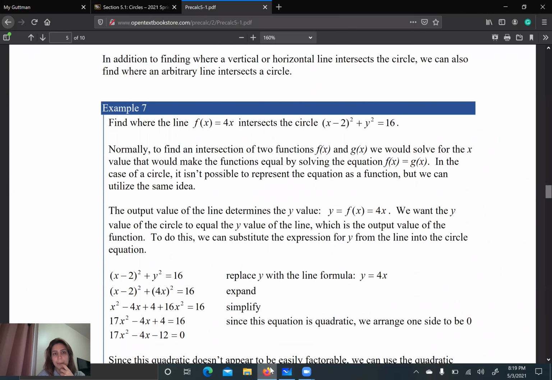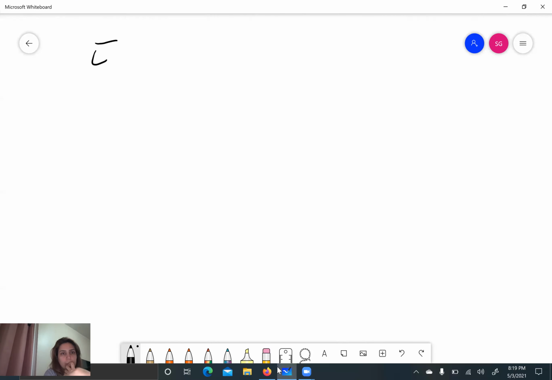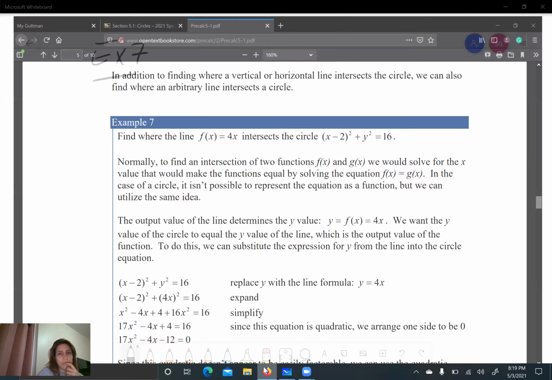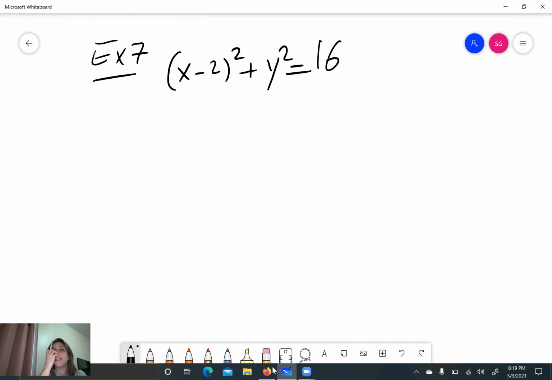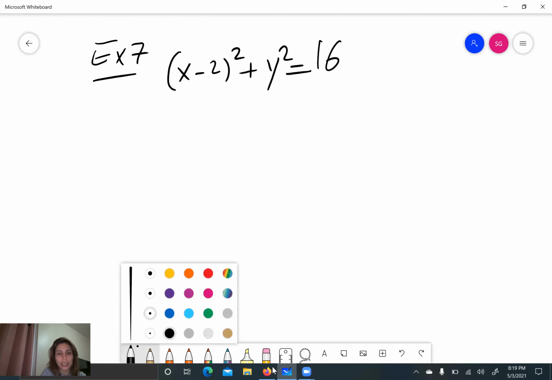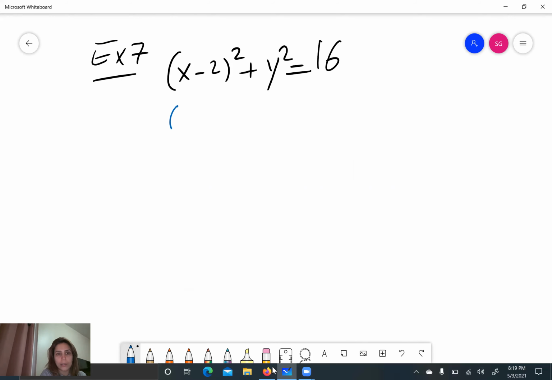So this is example 7. What is the circle? The circle is (x − 2)² + y² = 16. From here, I'm going to compare it to the general equation of a circle.